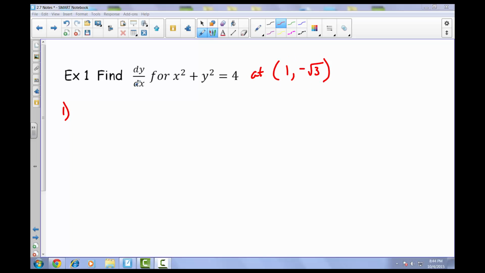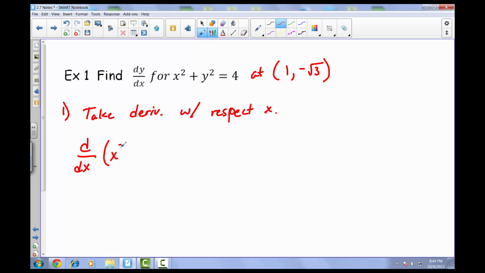So what we're going to do is do step 1 according to our steps for implicit differentiation. We're going to take the derivative with respect to x on both sides. So again, take the derivative with respect to x on both sides. And as a result, you would end up then with taking the derivative with respect to x of the left side, x squared plus y squared, is equal to the derivative on the right side, so the derivative with respect to x of 4.